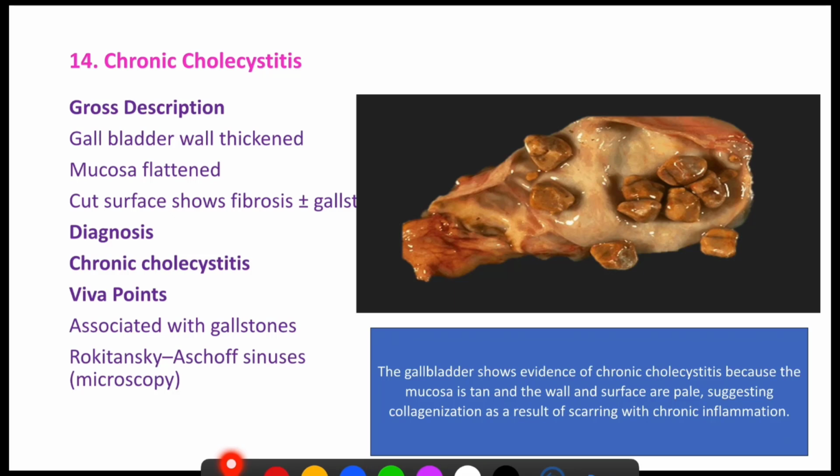Now cholecystitis, this is a chronic inflammation. So here the gallbladder wall is thickened, the normal rugosity or mucosa is replaced by this fibrous wall, and you can identify these multifaceted stones. So this is called the specimen of chronic cholecystitis.